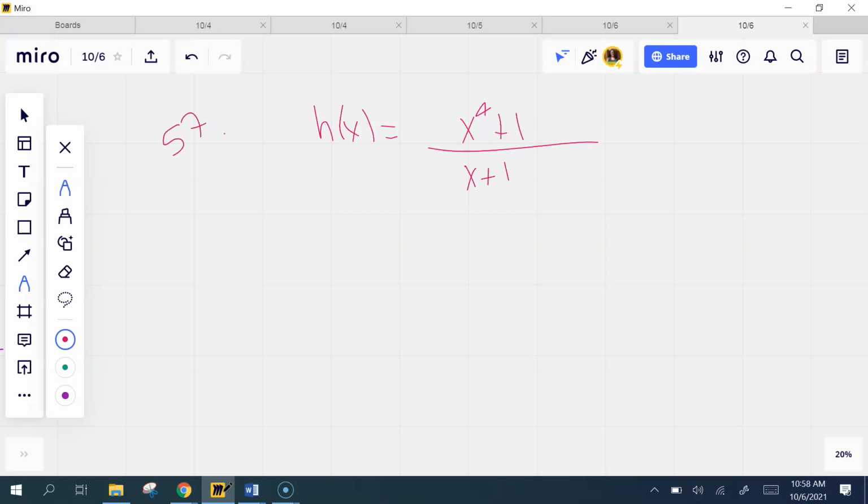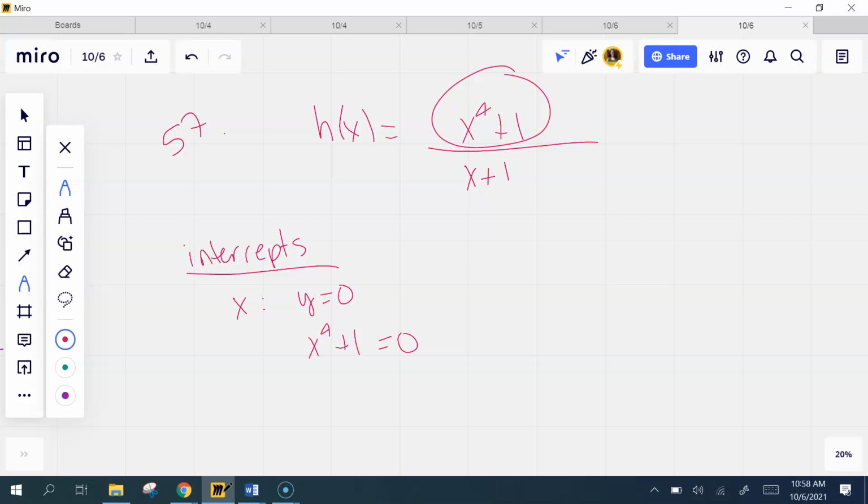Intercepts. Do that first. All right, intercepts. First thing would be your, which one did you do first? X-intercepts? X-intercepts would be when y is 0, yes? And y is 0 when the top is 0. Do you agree or disagree? Agree. So when is x to the 4th plus 1 equal to 0?